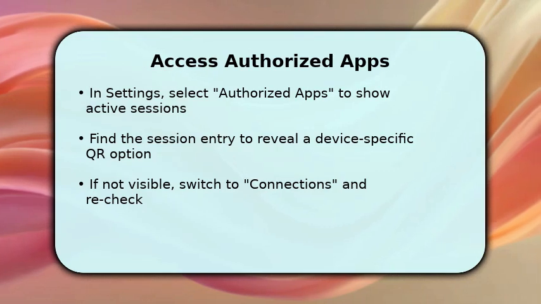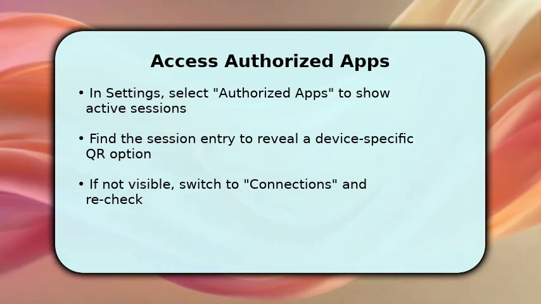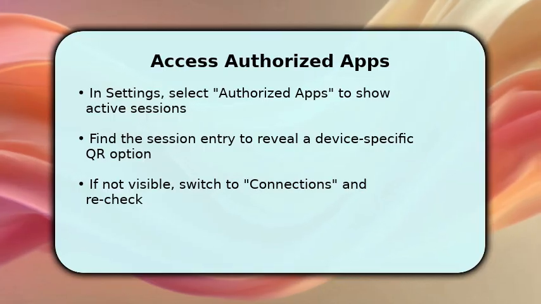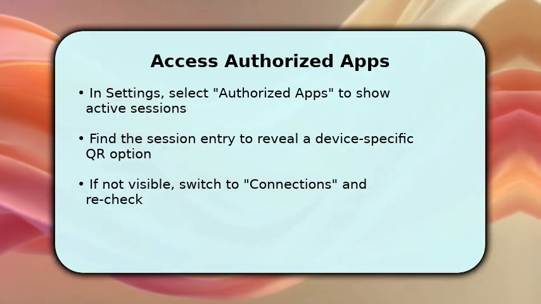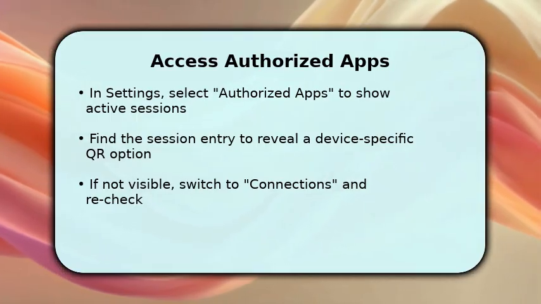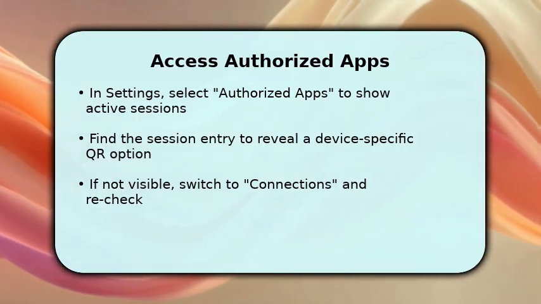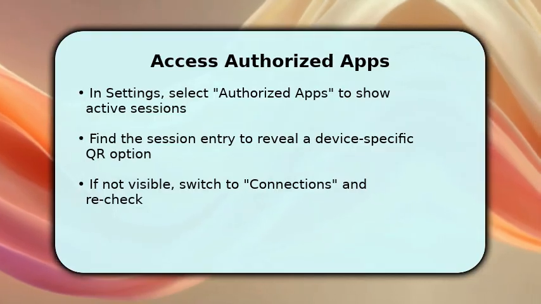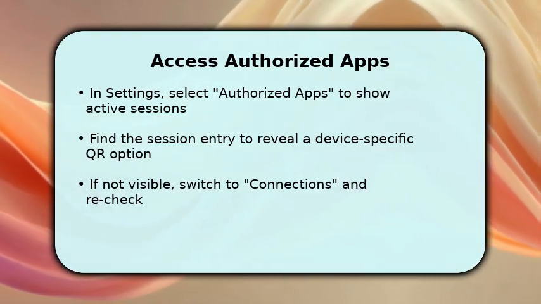You now navigate deeper. Click Authorized Apps inside Settings to reveal active logins and linked sessions. This is where Discord exposes device-specific options. Once there, locate the desktop session entry. Some entries include a small QR icon or menu that lets you display a scannable code.